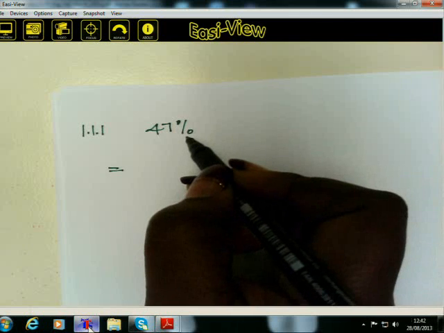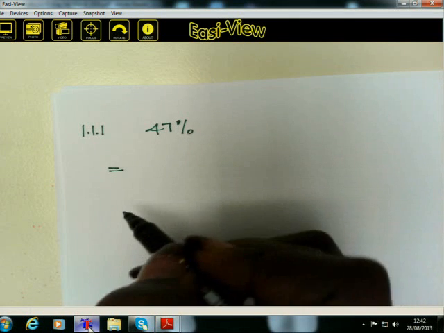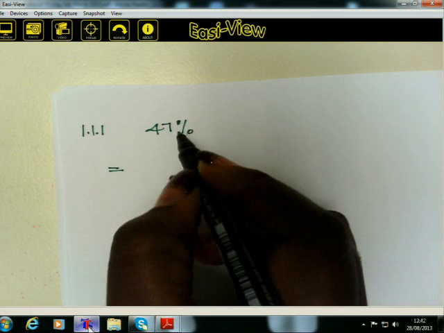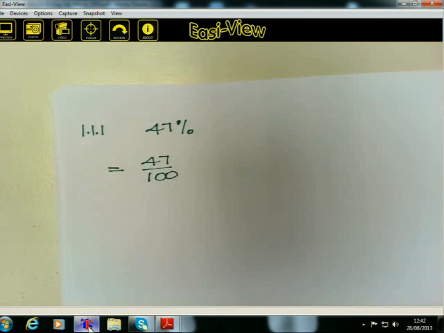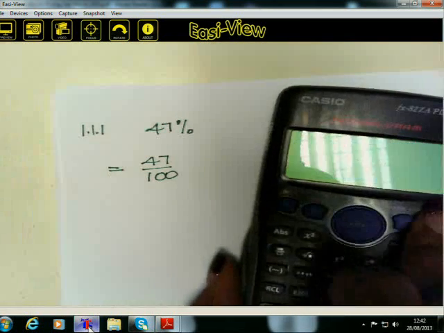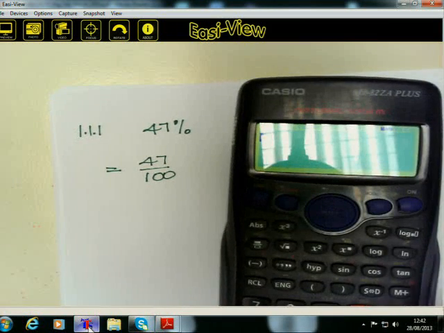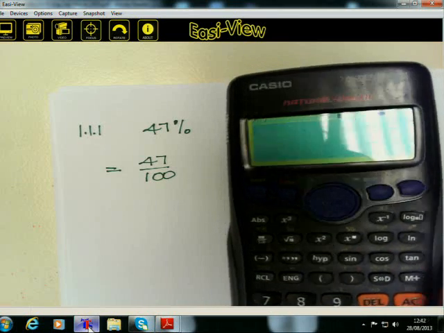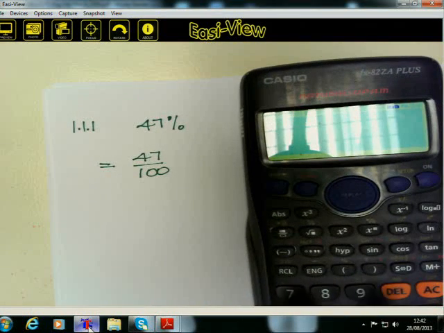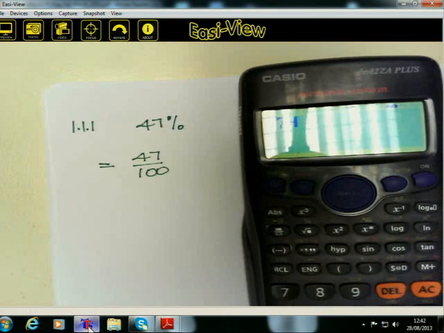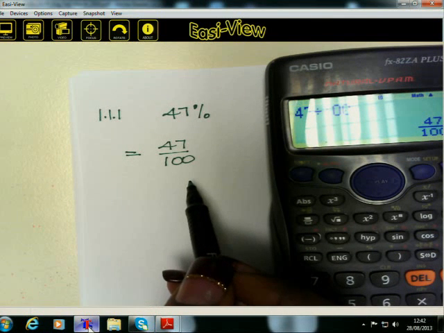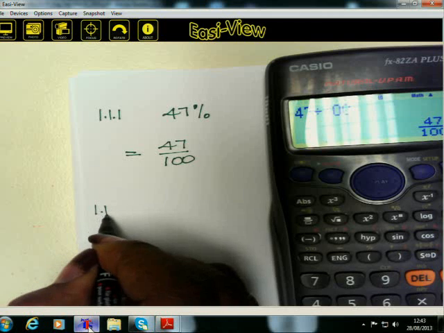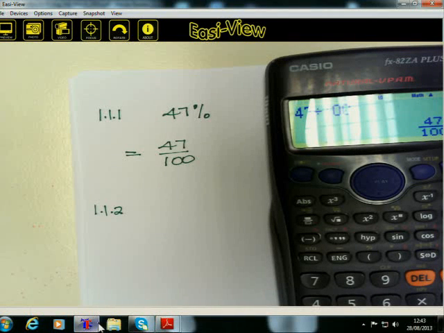You know that when we have that percentage sign, this actually means you need to write 47 over 100, and that means we are now getting rid of the percentage sign. Even if you do your calculation on the calculator, you'll see that you still remain with the same answer. So in this case, there's not going to be a difference. Your answer will remain 47 over 100. So our answer stops right there. Now we will go on to the next question, which is 1.1.2.